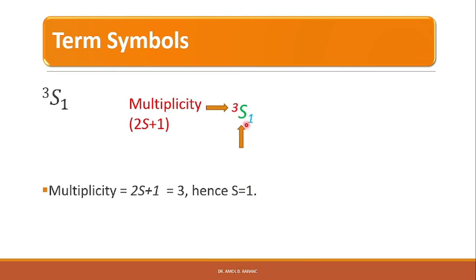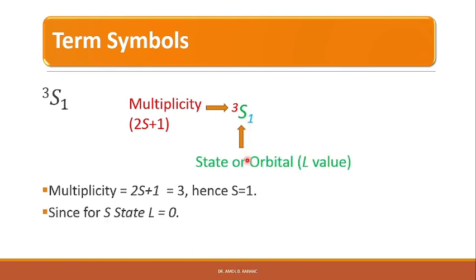The middle symbol represents the state or orbital, that is the L value, and S means L is equal to 0. The subscript gives us the J value, so here J is equal to 1. That means we can easily determine the S, L and J values from the given term symbol. Let us take another example.